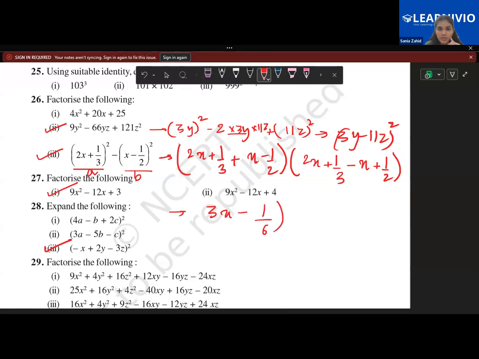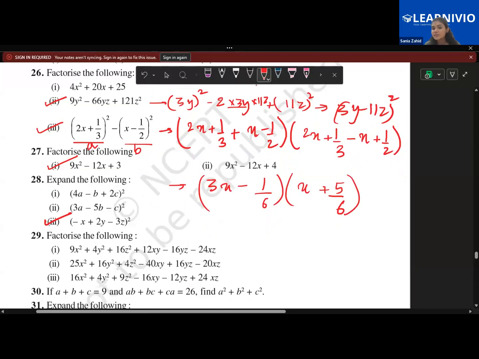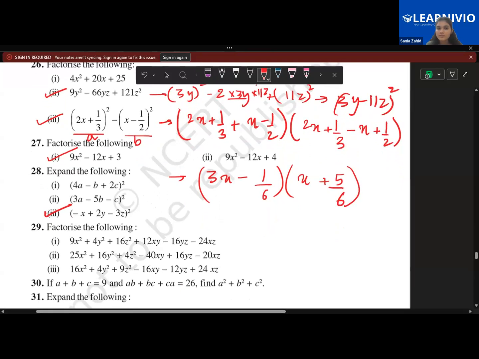Okay, it is minus 1 by 6 in the bracket, and again 2x minus x is x. 1 by 3 plus 1 by 2 is 5 by 6. And so the factors are (3x minus 1 by 6) and (x plus 5 by 6). Got it?